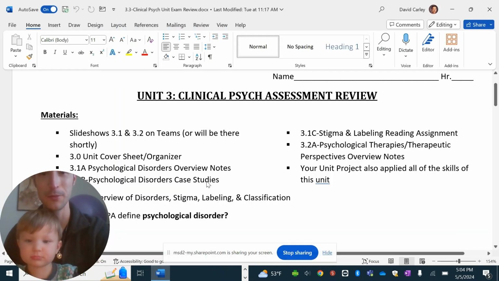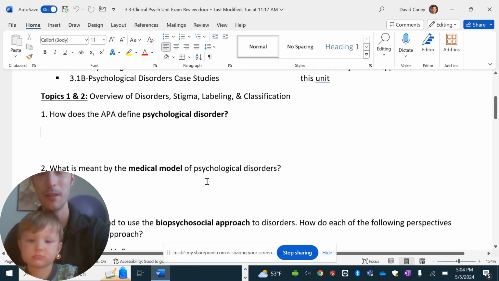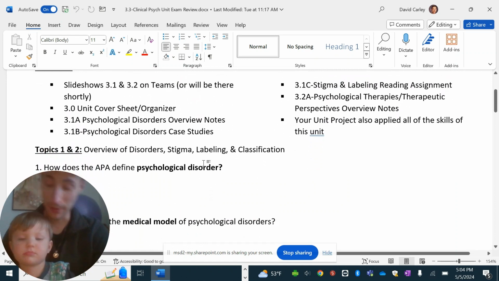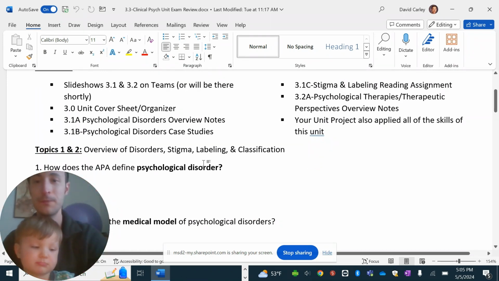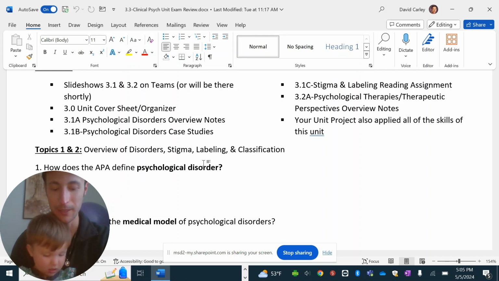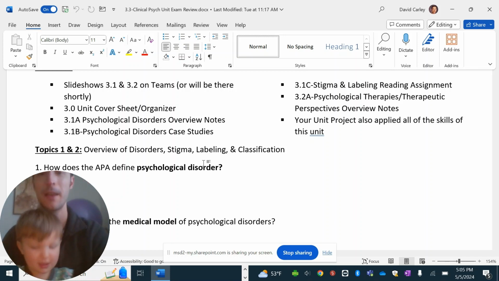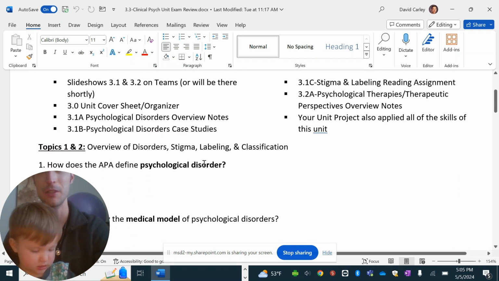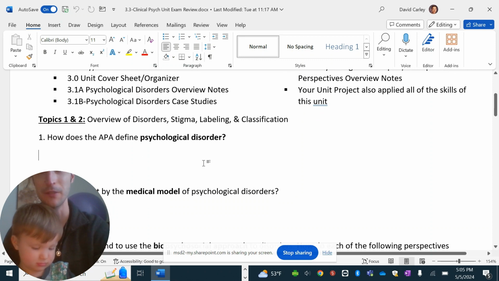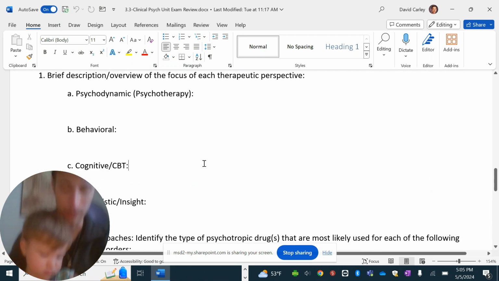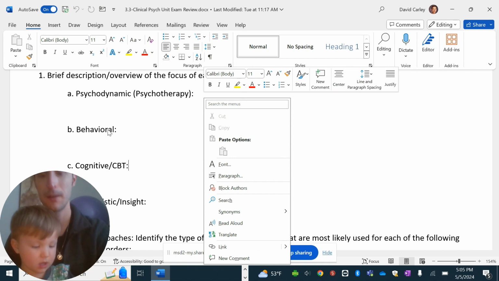So, Finnian, this is what we're going to do. We're going to talk about Unit 3, clinical psychology. So, Unit 3, Finny, had 3 topics. Can you count them? 1, 2, 3. Good job. So we were talking, Finnian, in clinical psychology about disorders, stigma, labeling, classification, and then also treatment. So those are the 3 things. 1, 2, 3.